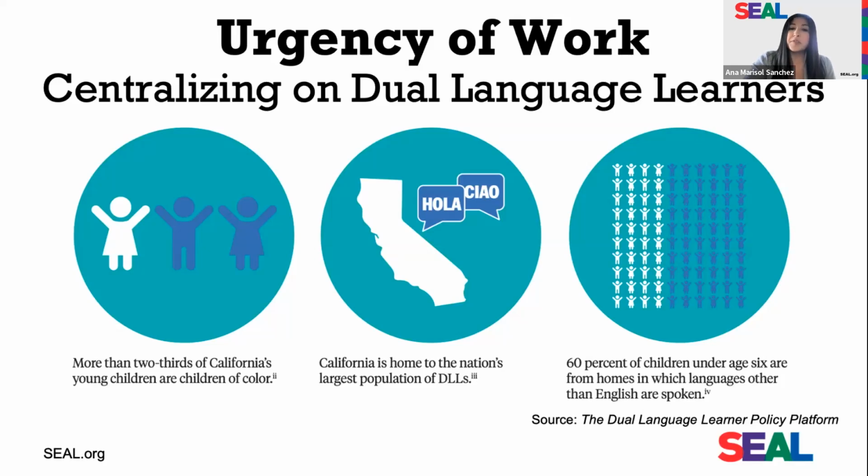We know that California is home to the nation's largest population of dual language learners, with nearly 60% of children in California, 5 and under, living in homes where a language other than English is spoken. The majority of those children speak Spanish at home. And there are at least 59 other languages represented in California schools, making many of our classrooms multilingual classrooms, even when the instruction is conducted in English.